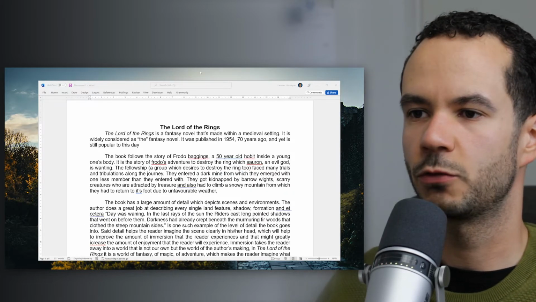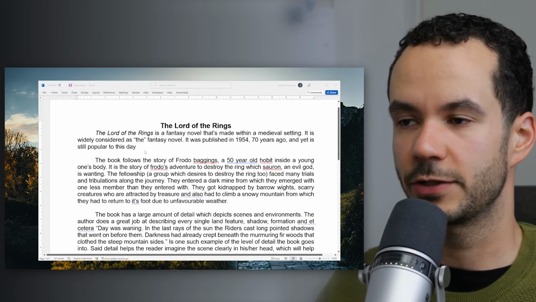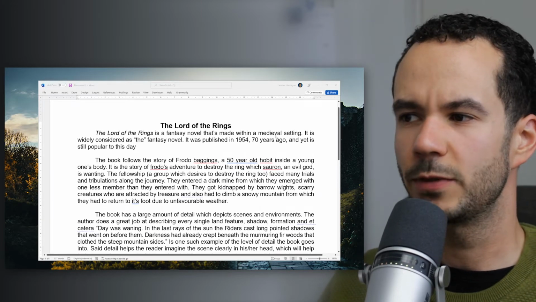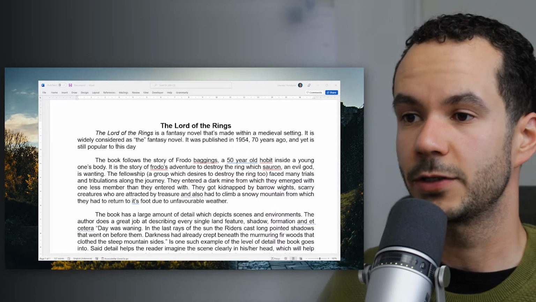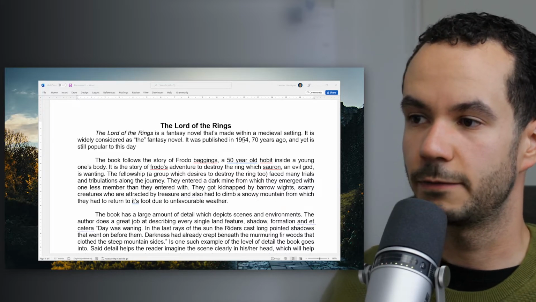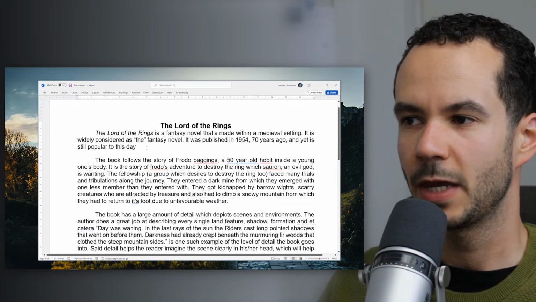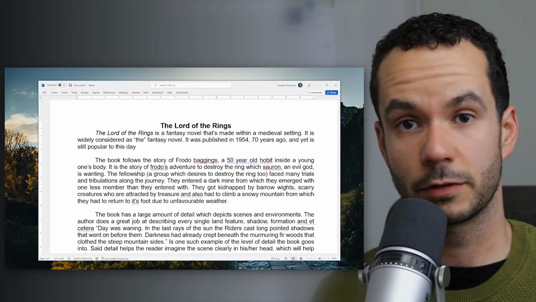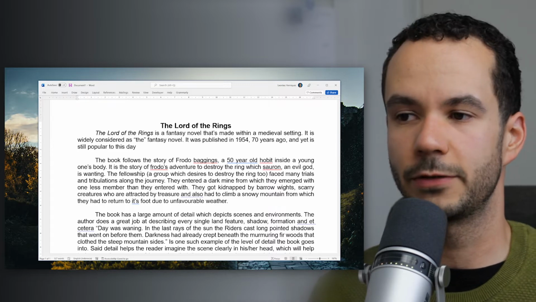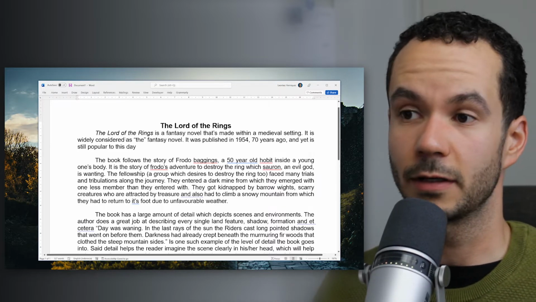So let's start with the introduction of this review. It reads very well. It says The Lord of the Rings is a fantasy novel that's made within a medieval setting. It is widely considered as the fantasy novel. It was published in 1954, 70 years ago, and yet is still popular to this day. Now I like this introduction because it's very short, yet still kind of broad, but still very specific. Everything is about The Lord of the Rings, and I like that.